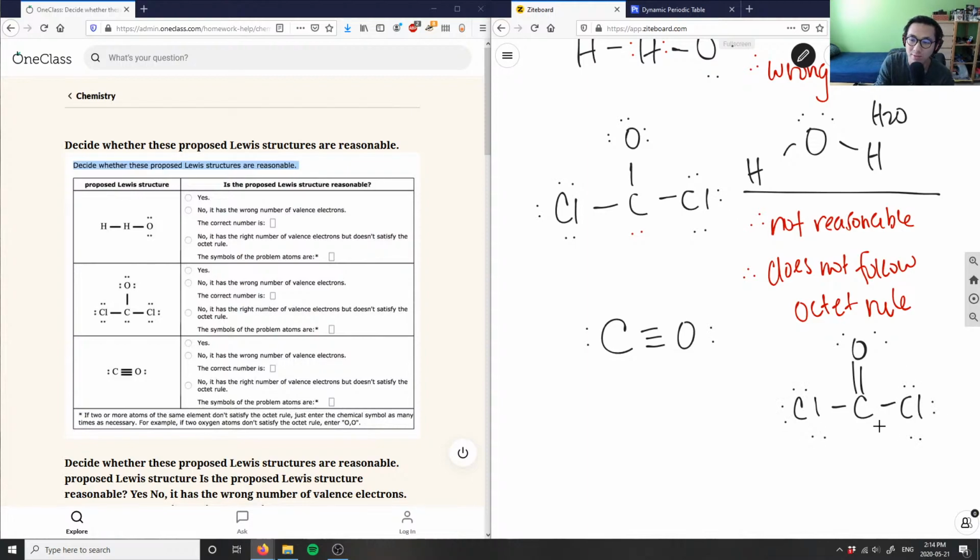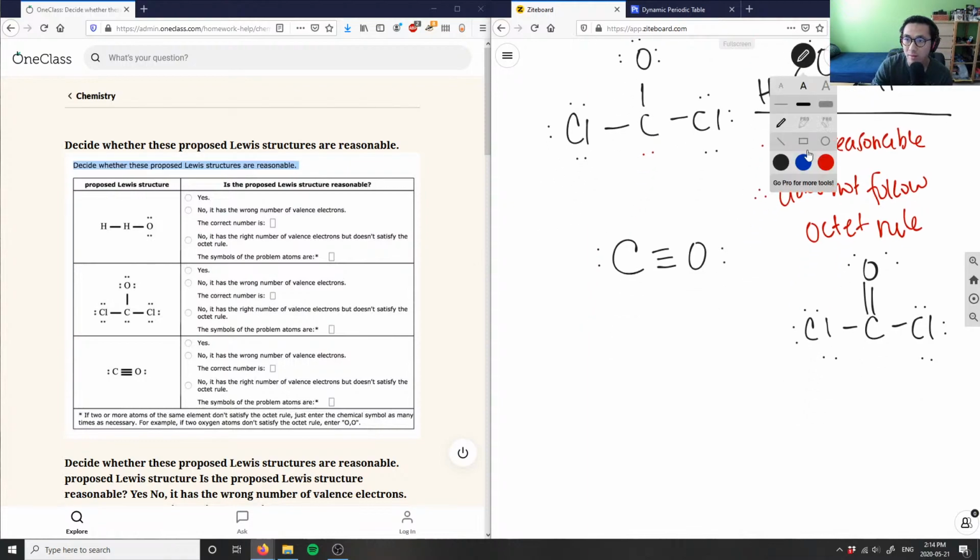Because again, carbon now has 4 bonds, which is great, and oxygen has 2. So this is the correct structure for this compound. So again, this one is also incorrect. And finally, the last one here, I have carbon triple bonded to an oxygen, and this one would actually satisfy this compound.